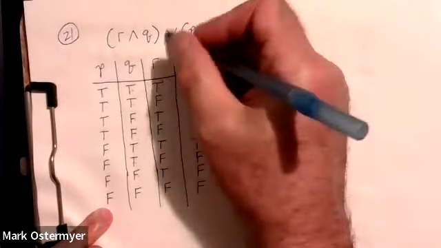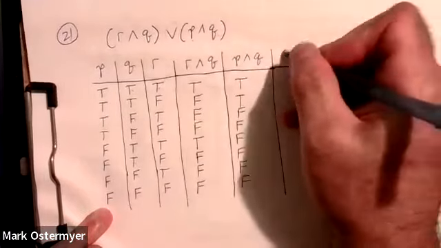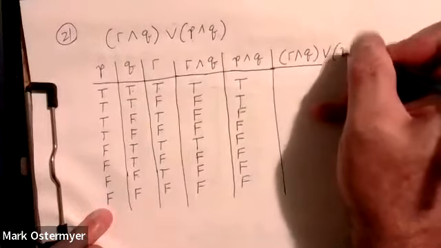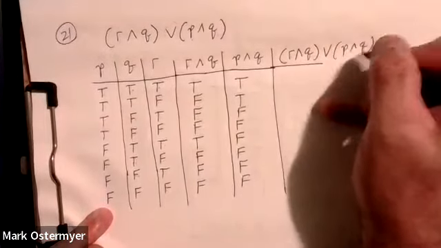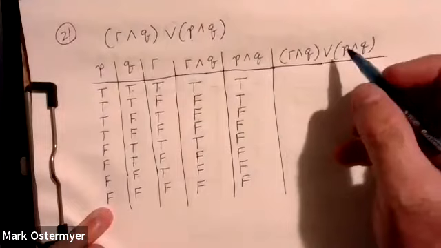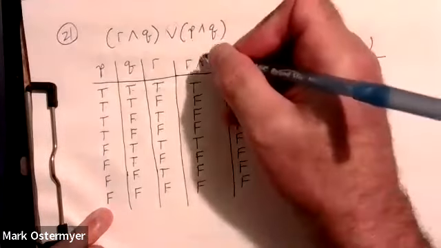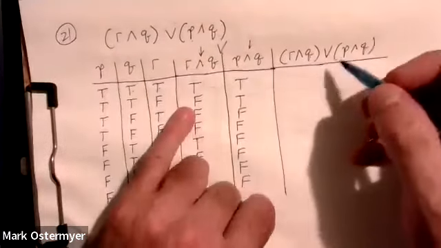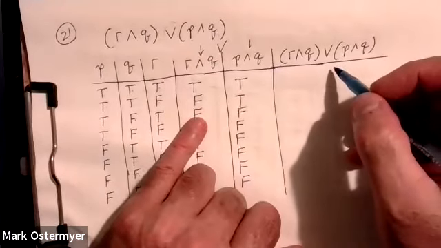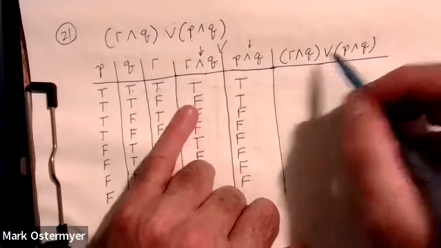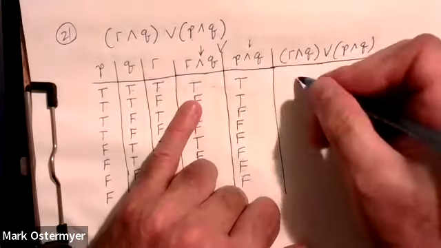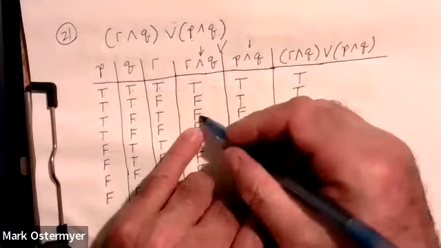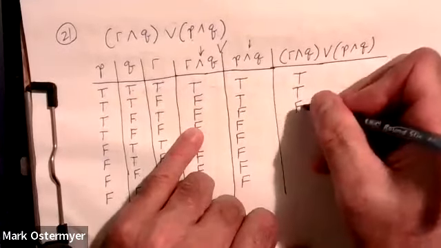Finally, I'll deal with the or, which is the entire statement now. So now I'm going to have to form the or between this column and this column, the or. Remember, an or is only false if both statements are false. Otherwise, it's always true. True or true, true. False or true, true. False or false, false.